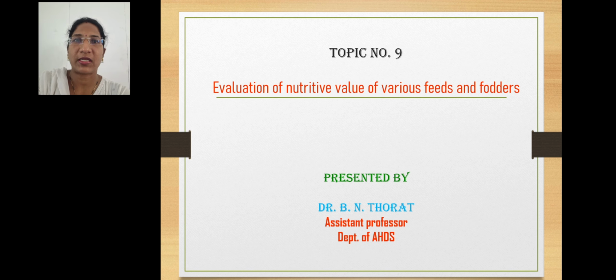Today we will see the evaluation of nutritive value of various feeds and fodder. In the previous class, we saw what is meant by feed and what the different classifications of feeds and fodder are. So in today's class, we will see the different nutritive values of the feeds and fodder which are given to our animals.